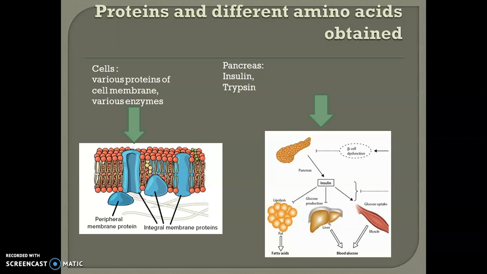Then coming to the pancreas, it produces proteins called insulin and trypsin. We all know the use of insulin. It is for the digestion of glucose, and in the absence of the protein insulin, a person suffers from a disease called diabetes. This diagram shows how the beta cells of the pancreas release insulin, and how it is used further for various body processes.